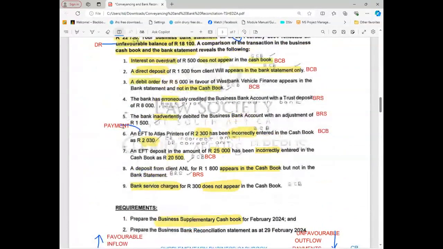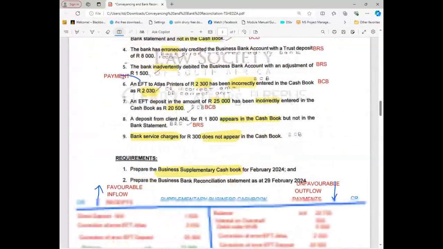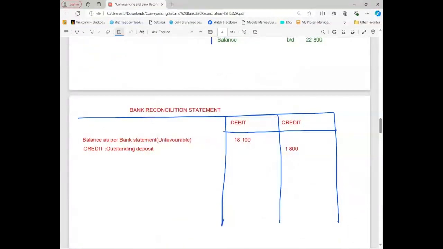We don't have one, but for the sake of the future, I'm just going to write it down. If we had it, it's just going to be the opposite. You're just going to say debit outstanding EFT. But as you said, we don't have it. But if you have it, you're supposed to record it on the debit side, okay?